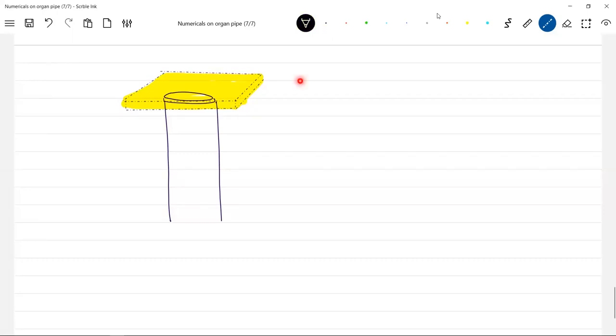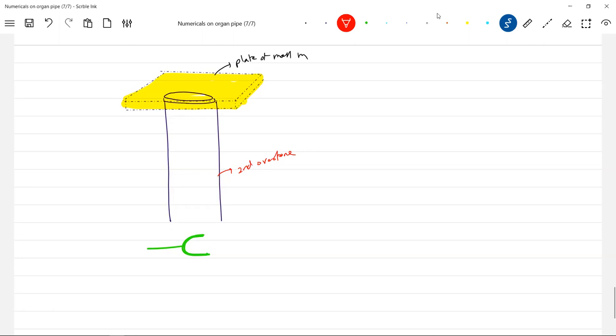So what we have, there's a plate of mass M. Agree this one? So let there be a tuning fork. Then a second overtone is set up in this. So it will be a plate of mass M. So what is that?